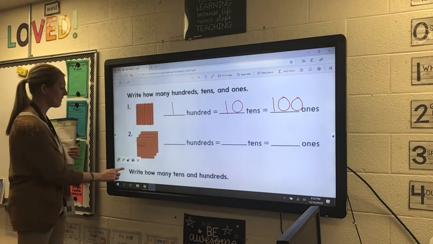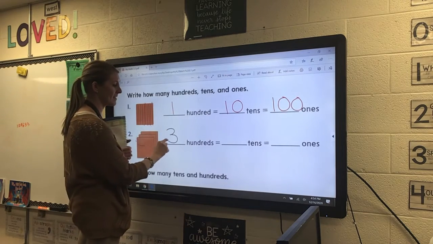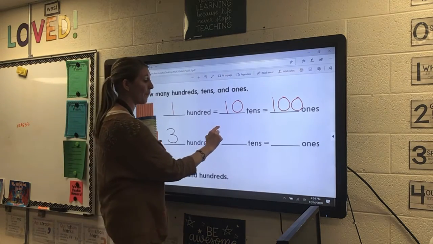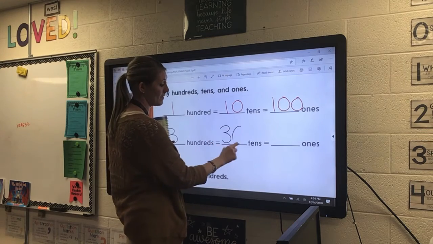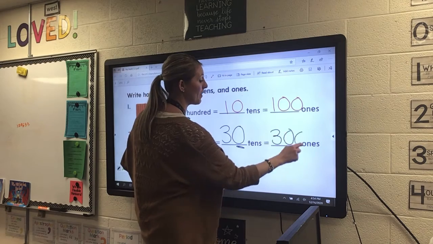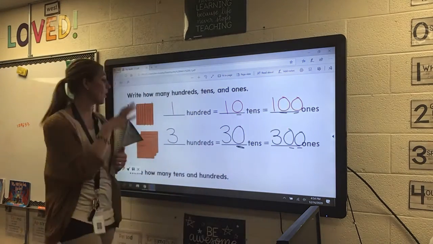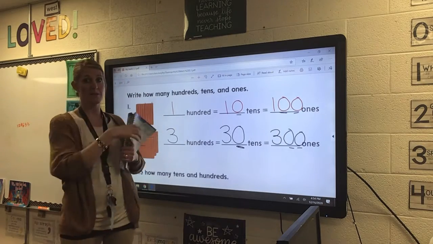Okay, now looking at the next one. We have 1, 2, 3, 300s, which is equal to now 30 tens. All we do is add the 0, which is equal to 300 ones. So we add 2 zeros. So you can see the pattern when we go from hundreds to tens to ones.